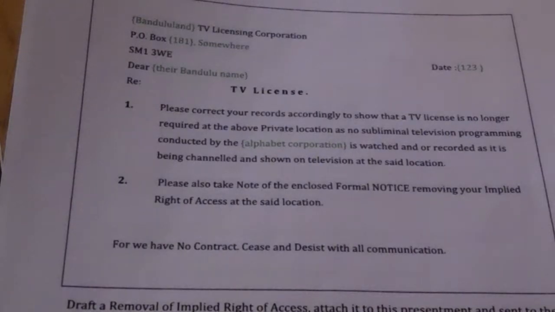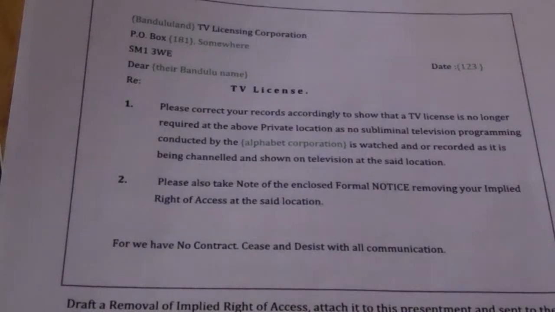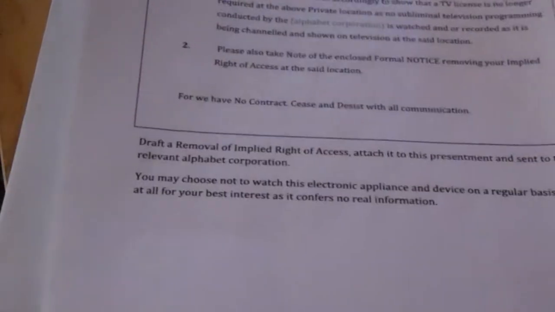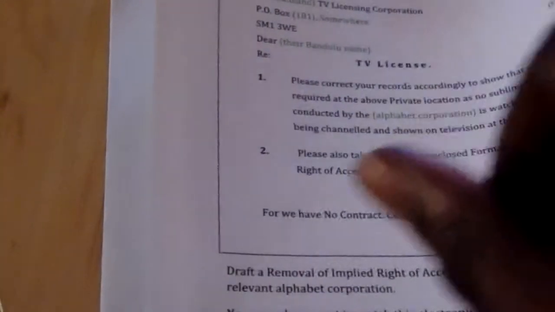So please also take note of the enclosed formal notice removing your implied right of access at our location. And then it finally says, we have no contract, cease and desist with all communication. Anybody who's interested in the notes that go with it, get in touch, get a book. Alright? But there should be copies out. It's 3 years old, I think. This was 2015, I believe.